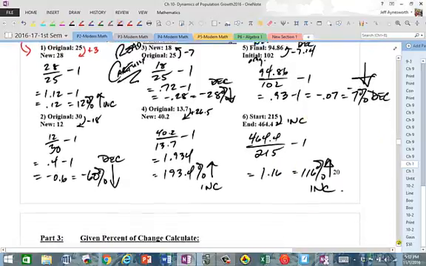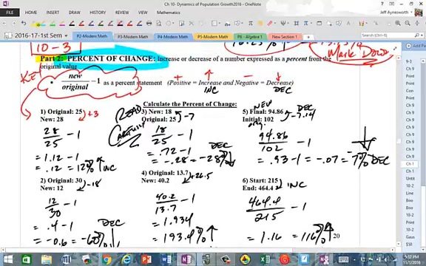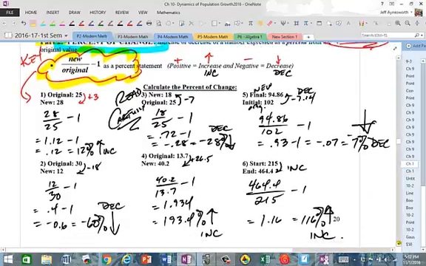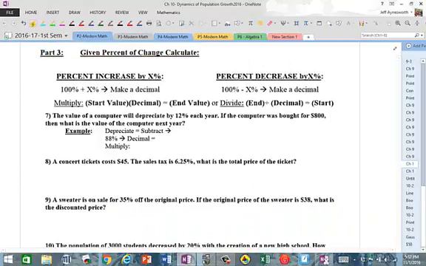All right, percent increase. All you have to do is remember this nice little formula right here. You take the new amount divided by the original minus 1, and you express it as a percent. All right, piece of cake. All right, so what is the part 3? Ooh, we're going to get in part 3 as well.